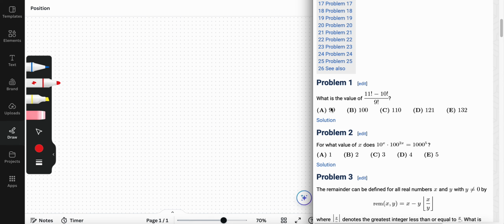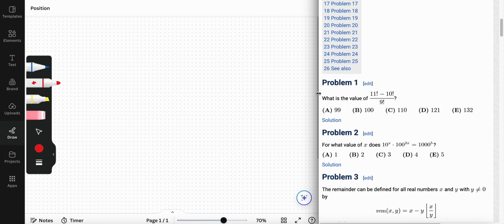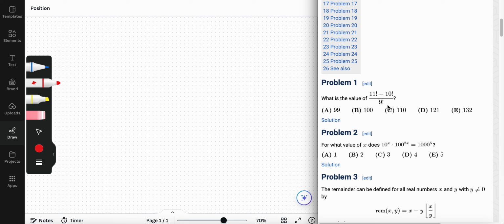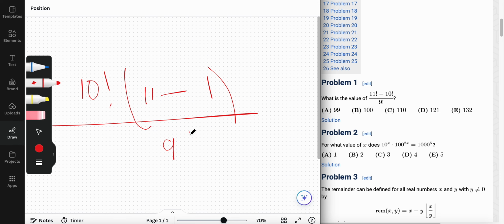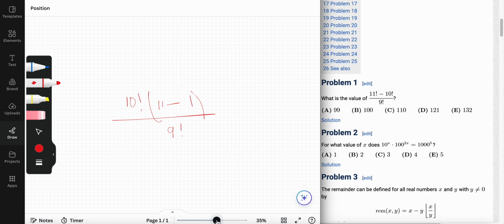Okay, so the first problem says, what is the value of this? What is the value of 11 factorial minus 10 factorial over 9 factorial? You can just factor out a 10 factorial. And then 11 minus 1 over 9 factorial. So that is 10 factorial times 10 over 9 factorial.